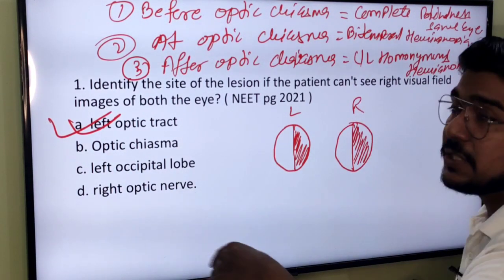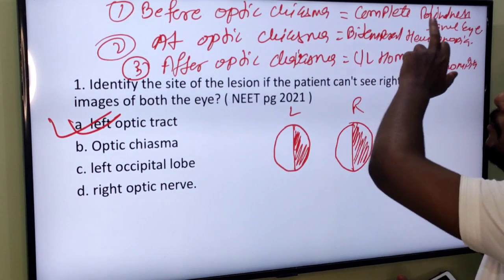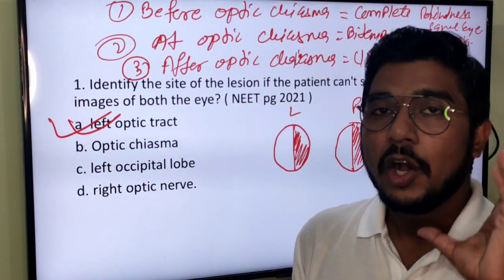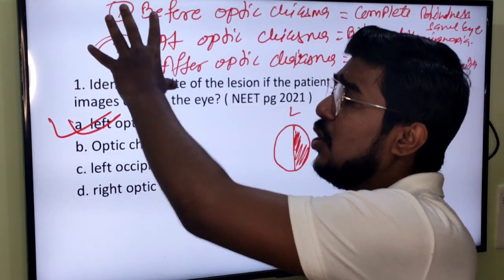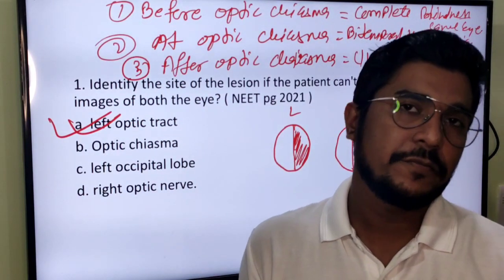Right optic nerve is before the optic chiasma and also on the right side. So it will give complete blindness, not this half blindness. So you got my point now. These are the general rules, not going into the complexities. If you go into the complexity, you will get confused.